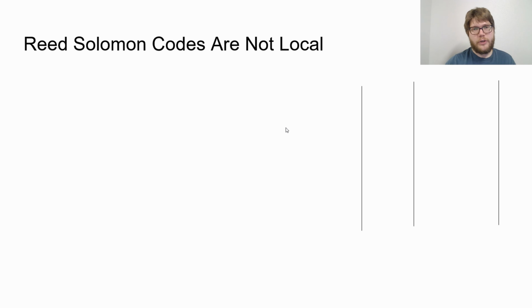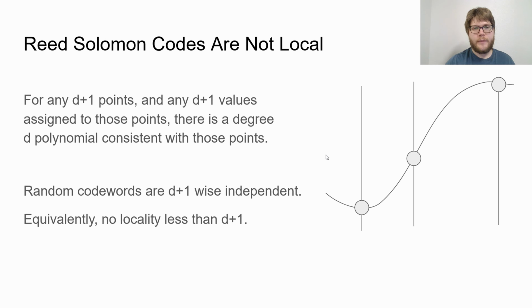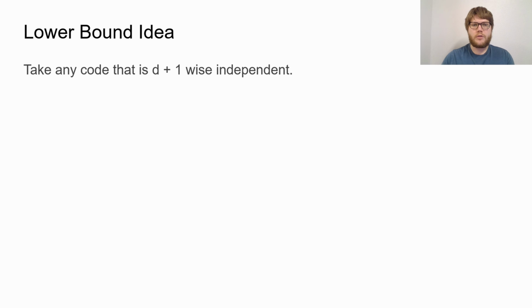Now, Reed-Solomon codes are not local in the sense that if you give me any d+1 points and you assign me any values to those d+1 points, then there is a Reed-Solomon code word that goes through them. So by giving me any d points, that doesn't tell me anything about the value of any other point. And this is equivalent to saying that random code words are d+1 wise independent. So our lower bound holds for any code such that a random code word is a d+1 wise independent distribution.